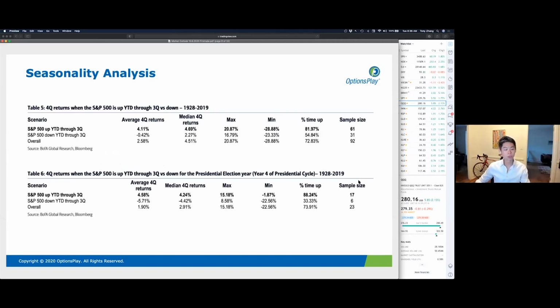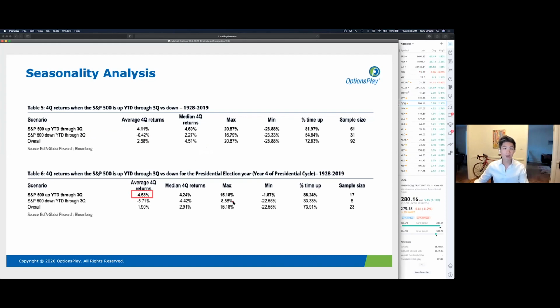Now, the most interesting thing for me is that when the S&P 500 is down through Q3 on the year, there's a clear difference in terms of returns. When we're down through Q3, the average return in Q4 is actually down 0.4%, but when Q3 was an up quarter, the average Q4 return is pretty high, 4.1%. And through an election year, that's even higher, 4.5%.